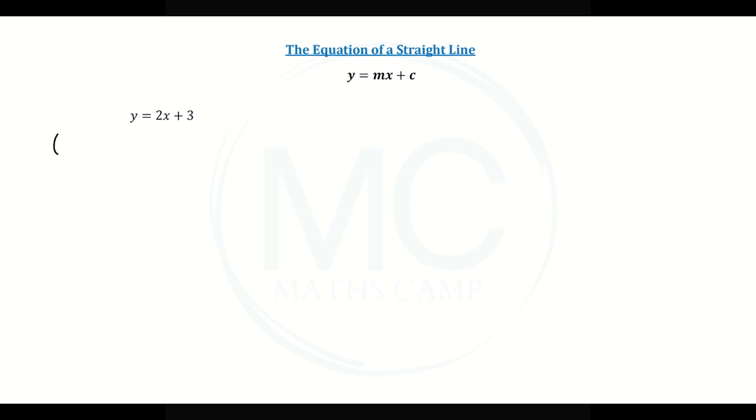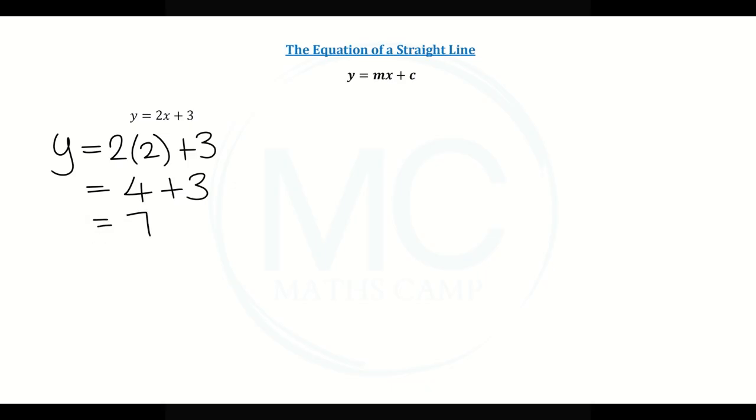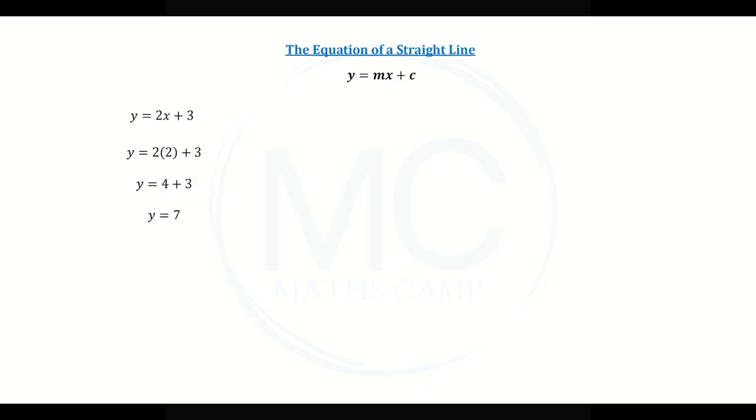So we can say y is equal to m, which is 2, multiplied by x, which in this case is 2, plus 3. 2 multiplied by 2 gives us 4, plus 3. And we see that y is equal to 7. From this, we can see that if x is 2, y will be 7. And we can make a note of these coordinates down here.